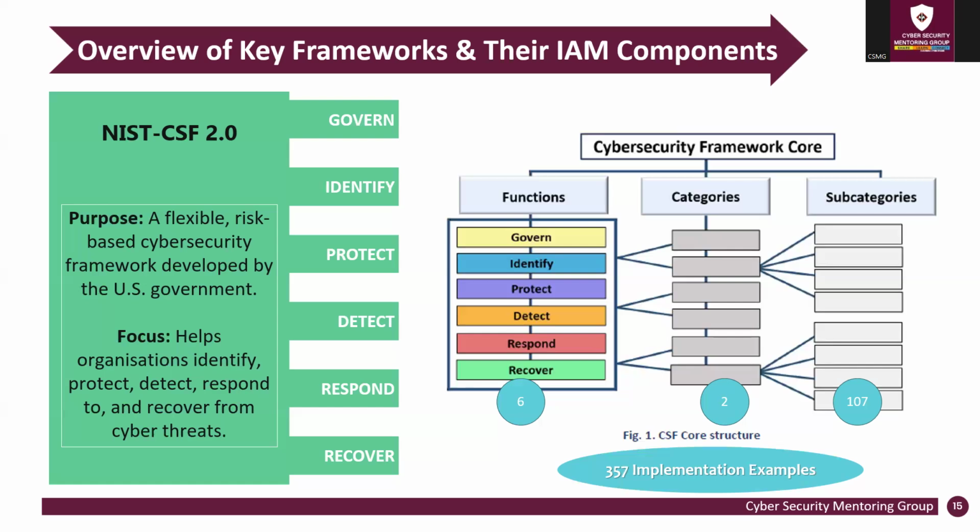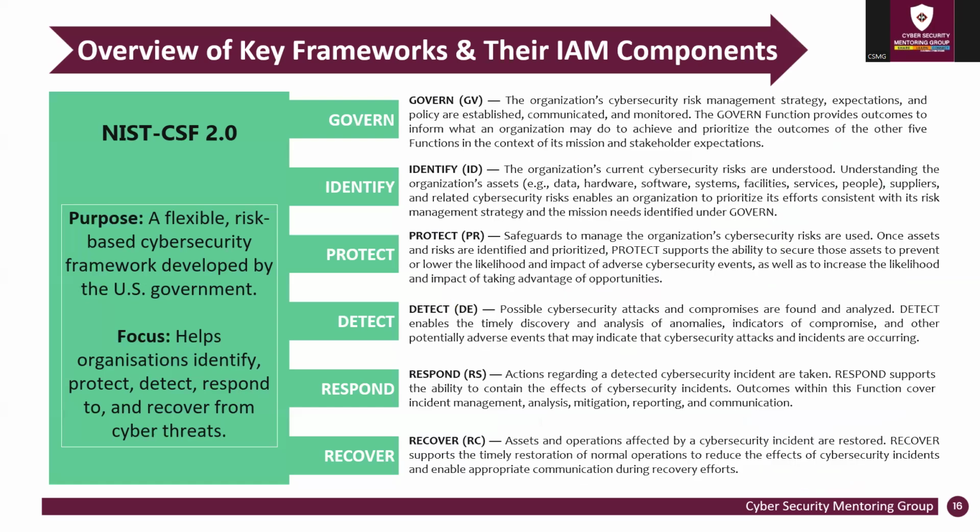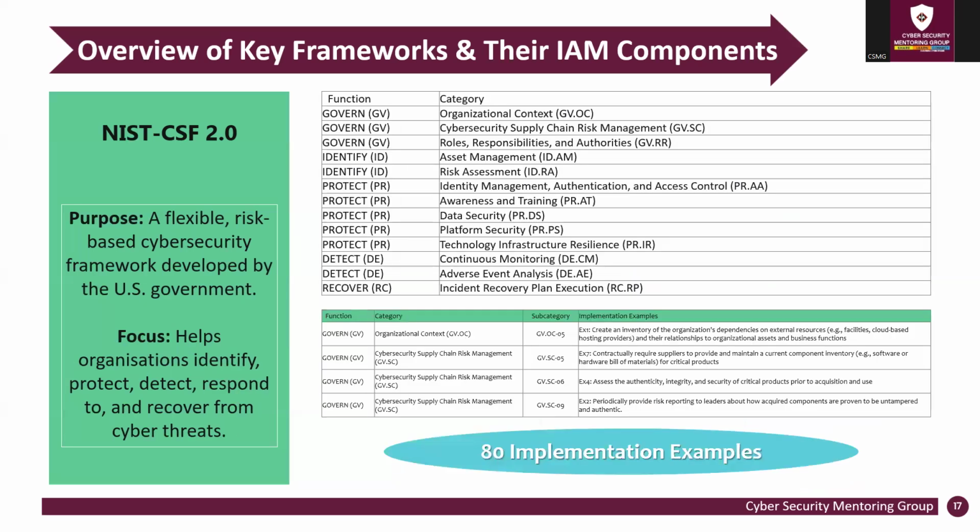But what I've done is just to focus on the IAM element. So this is just a simple explanation of the govern and the rest, but this is where I'm focusing. I just looked at which of these categories or subfunctions or subcategories talk about identity. And I saw 80 implementation examples that speak to different principles of IAM. It could be least privilege, multi-factor, accounting, zero trust, segregation of duties and all of that. So 80 of the 357 implementation examples speak to identity.